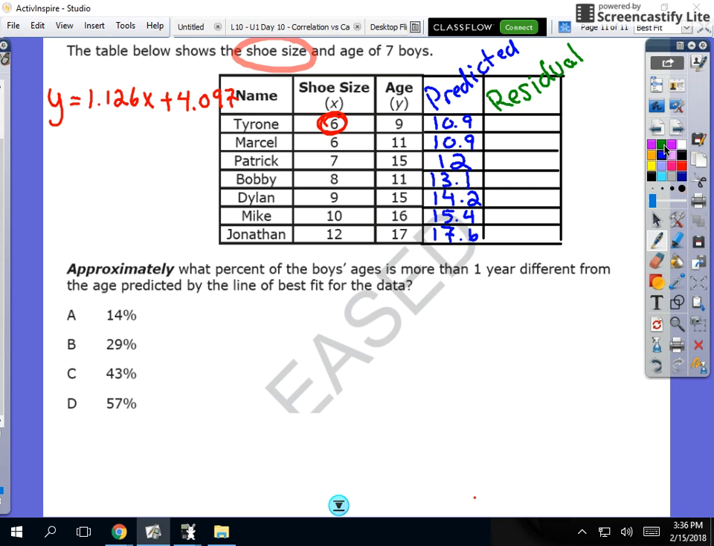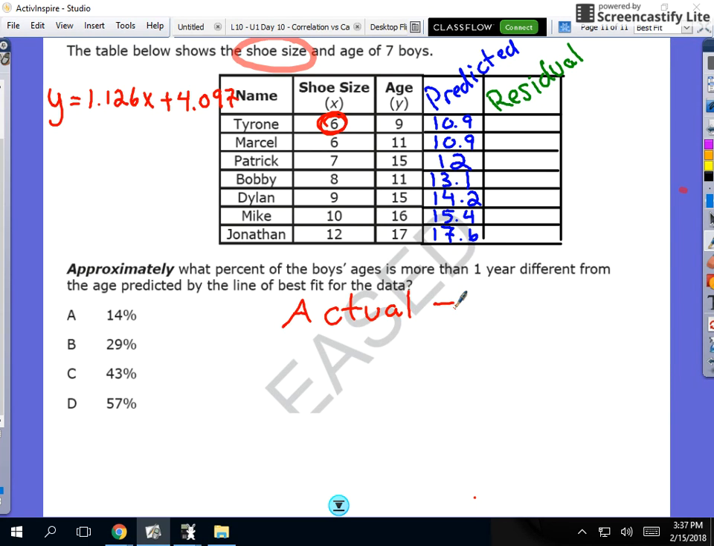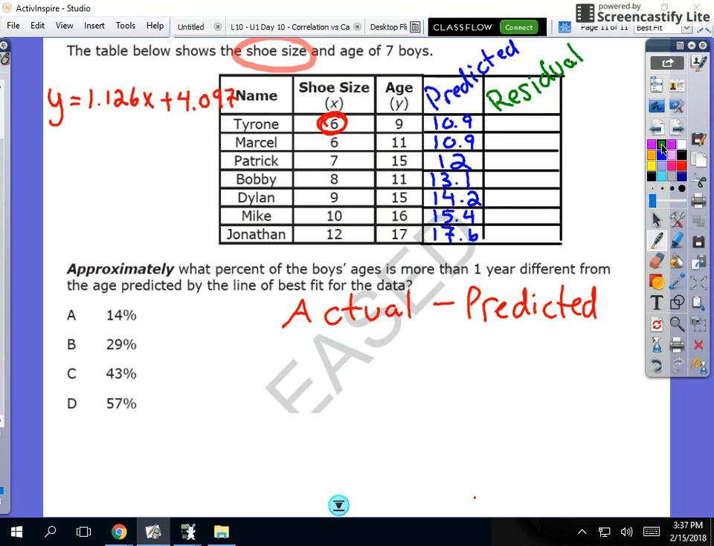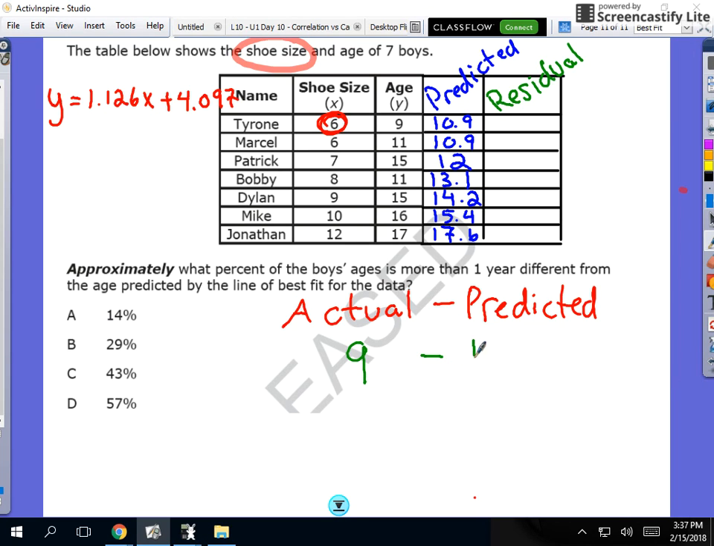So now let's remind ourselves, how do we find the residual? The residual, like we talked about in the last video, is the actual amount minus the predicted. In that very first example, the actual age was 9. The predicted age was 10.9. That equals negative 1.9. So my residual is going to be negative 1.9. And we're just going to do that for every single one. So 11 minus 10.9, that actually is just a positive 0.1.